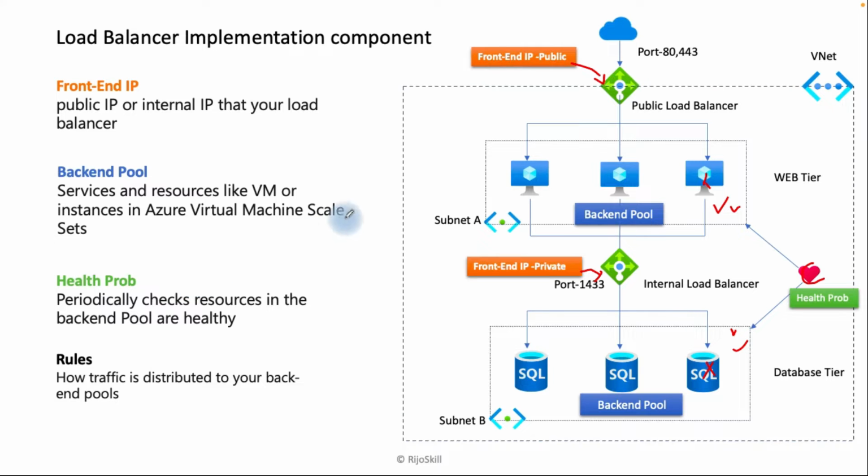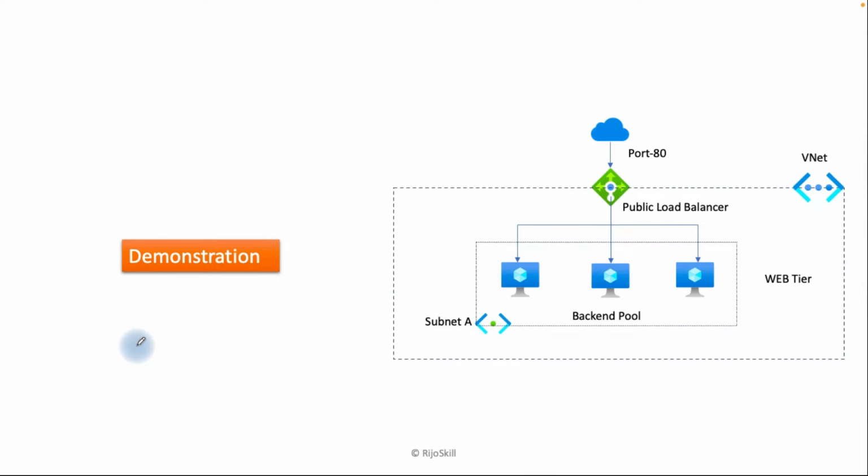Next, what is the rule? It defines how traffic is distributed to your backend pool. The load balancer distributes the traffic, so when traffic comes in, it will distribute it across the different networks. So these are the main components: front-end IP, backend pool, health probe and rules. Now you understand the concept of the front-end IP, backend pool, health probe and rules. Next we will discuss the demonstration: how we can configure a load balancer. Here you can see the same concepts, which I will discuss in the Azure portal.